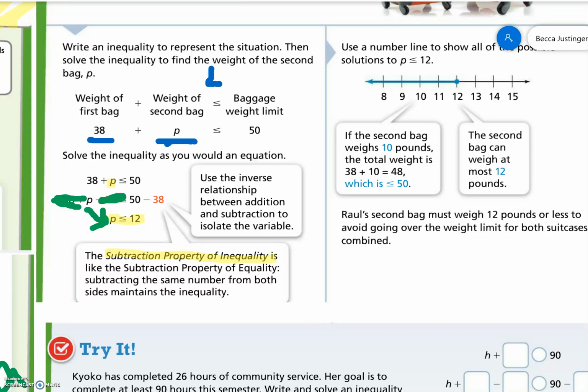So now we have to use a number line. So we know that it could weigh 12. That's why we're going to put a point at 12. Now we're going to talk about, could it be less than, could it be more than? Could it be 13? No, because then we would go over our 50 pounds. So we're going to draw our line with the arrow going backwards. Raul's second bag must weigh 12 pounds or less to avoid going over the weight limit for both suitcases combined.